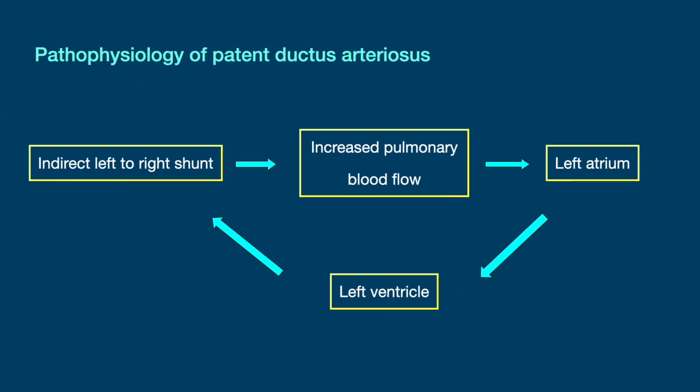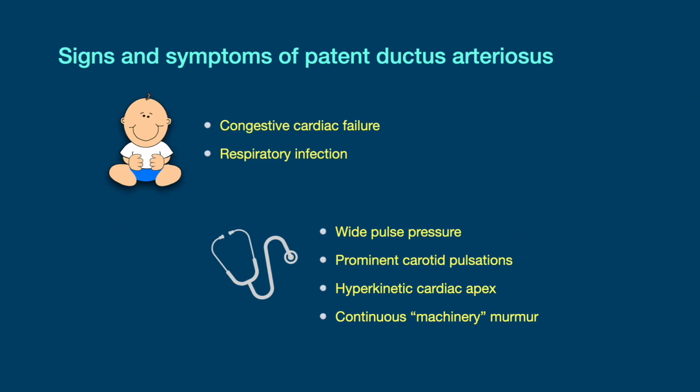Patent ductus arteriosus produces a left-to-right shunt. In other words, it allows blood to go from the systemic circulation to the pulmonary circulation. The patent ductus shunts blood from the aorta into the low-pressure pulmonary artery, then flowing into the pulmonary capillaries, and subsequently into the left atrium and ventricle.